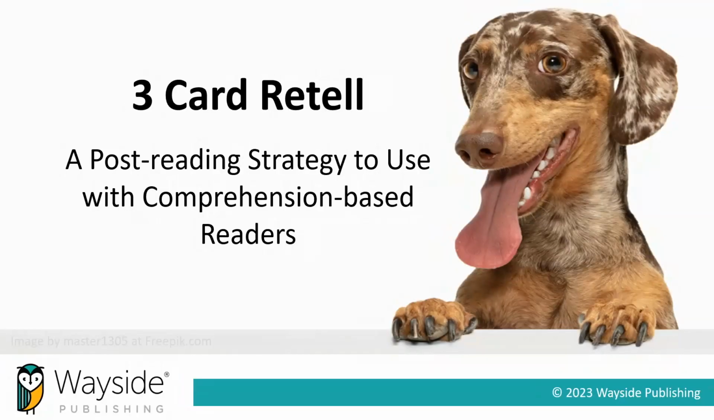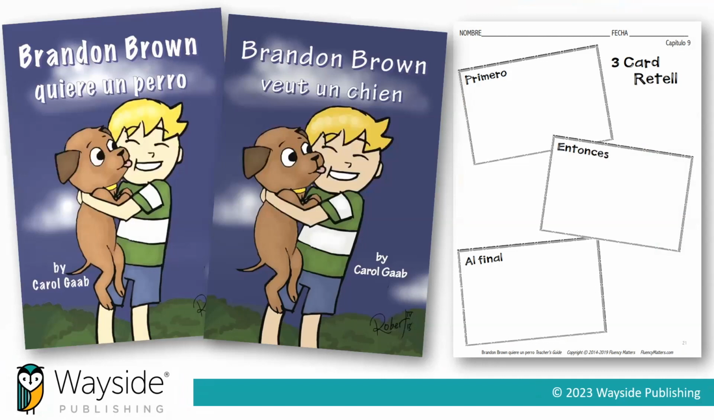Today, we are looking at a post-reading strategy that you can use with any comprehension-based reader you're using with your classes. This strategy is called Card Retell. The Card Retell strategy is in the Premium Teacher's Guide in the Classic Comprehension-Based Reader by Carol Gabb, Brandon Brown Wants a Dog, which is available both in Spanish and French.